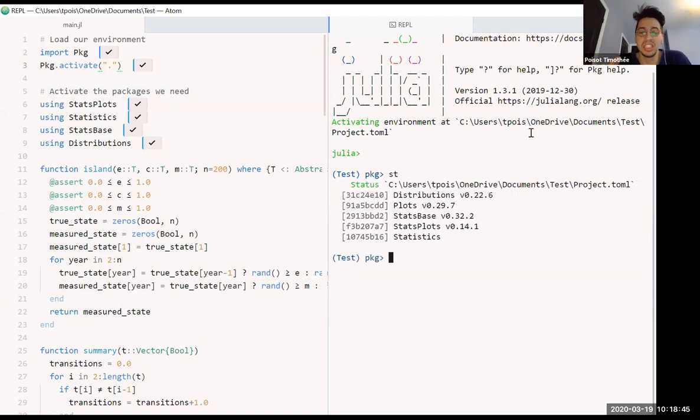every project is very reproducible, and you carry with your project all of the dependencies. So at the moment, for this particular project, we're using the packages Distributions, StatsBase, StatsPlots, and Statistics. And this little number here is a point in the Git tree of these packages. So that's identifying not only the version, but also where in the source of this package you will find this version.